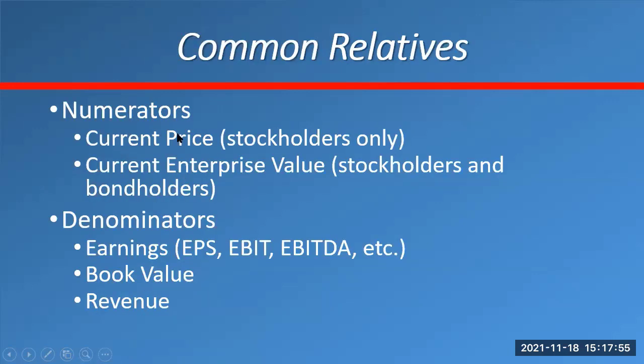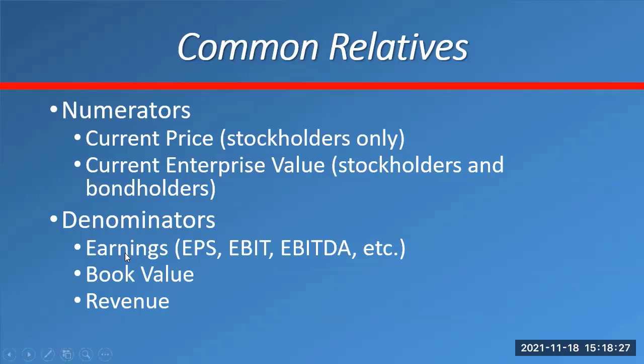Your numerator is going to be either price or enterprise value. Those are your only two choices. Price is only the stockholders. That's really important to understand. Enterprise value takes the market value of the firm and adds all the debt in. Sometimes you use price, like price to earnings. Sometimes you use enterprise value, like enterprise value to sales. You don't do enterprise value to earnings, that doesn't make sense. We don't do price to sales, that doesn't make sense. We have to figure that out.